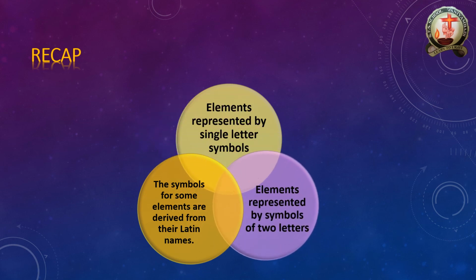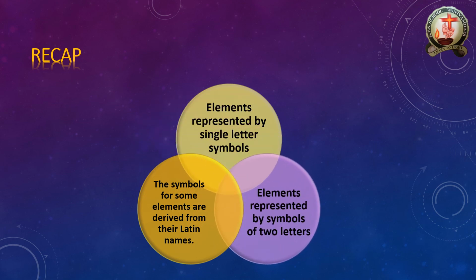Third, the elements represented by symbols of two letters. What are the elements we represent with symbols of two letters? Aluminium, Al, argon, Ar, chromium, Cr. Like that, we are using symbols of two letters. This is all helpful for the better understanding of our chemical knowledge.